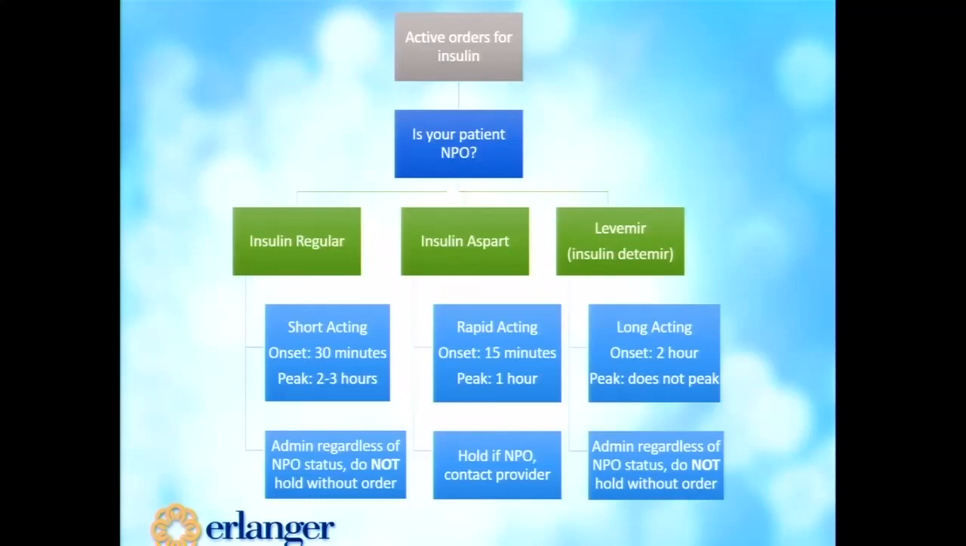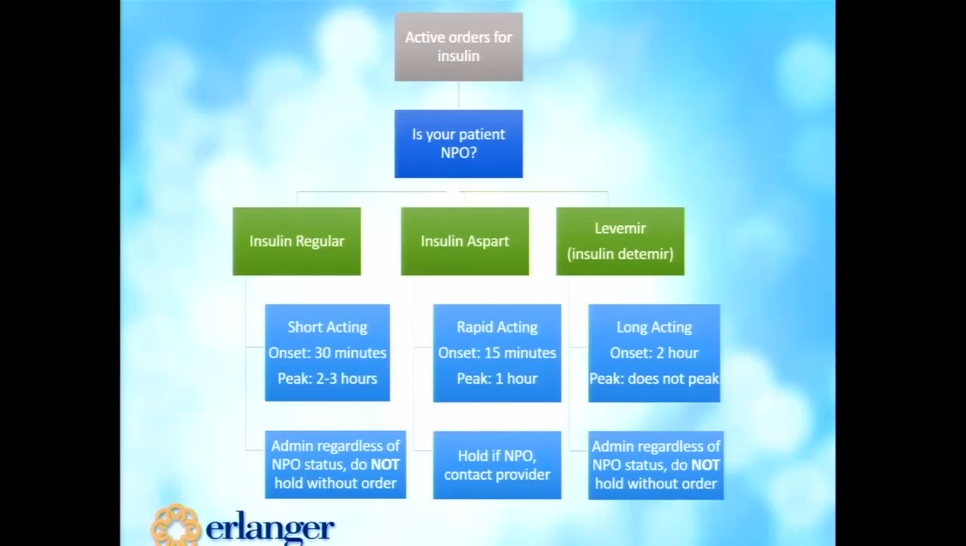So in the case of a patient that's NPO that has scheduled insulin aspart, which is the short acting, it has a really short onset and actually has a pretty good peak at about an hour. And so if a patient is NPO, you would want to hold it, but you'd also want to contact the provider to let them know, hey, we probably need to hold this. Can you put a hold order on? Or can we just DC it in the interim? If a patient's NPO and has scheduled aspart that's not sliding scale, then I would want to hold that.